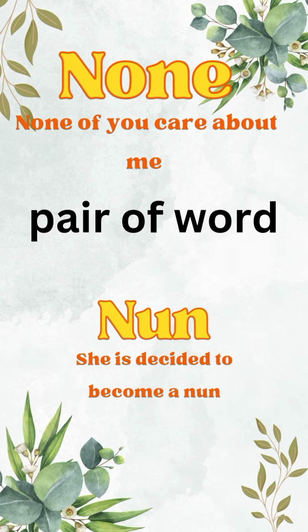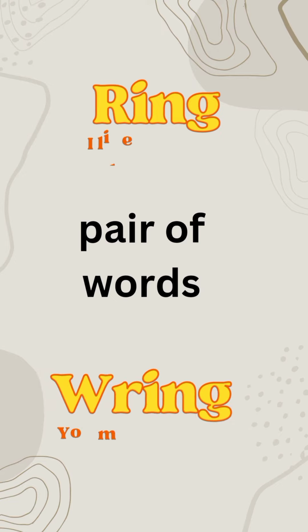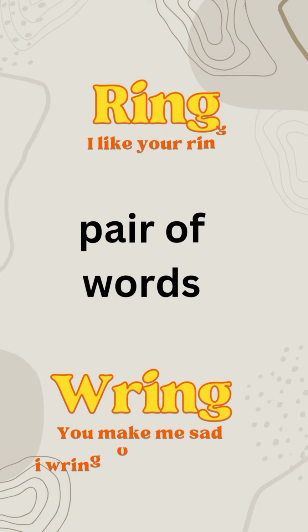Now move to the second pair of words, which is ring and wring. पहली ring है जो उंगली में पहनी जाती है और दूसरी wring का मतलब है मरोड़ना. I like your ring. You make me sad. I wring your neck now. And it's a very simple pair of words.